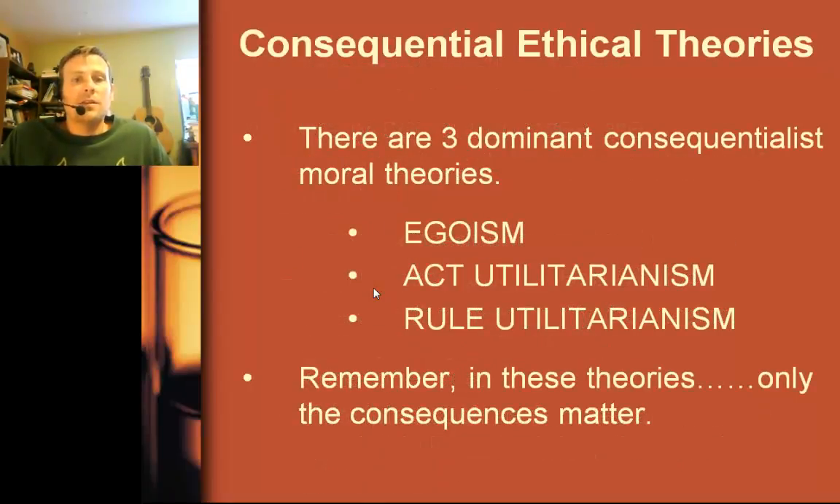So there's really three dominant views within consequentialism: egoism, and then two varieties of utilitarianism. Today we'll talk about egoism and discuss some of the problems with egoism. And then we'll talk about the first sort of utilitarianism, what your textbook calls classical utilitarianism. And then in Wednesday's video, we'll discuss the distinction between act and rule utilitarianism and how that answers some objections to the utilitarian moral theory. Remember though, with consequentialist theories, only the results matter.